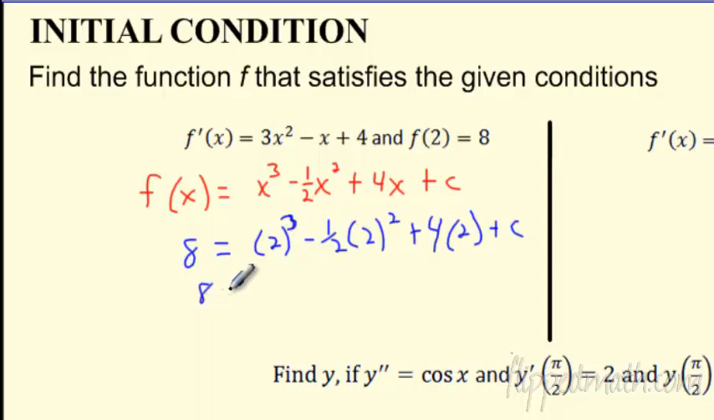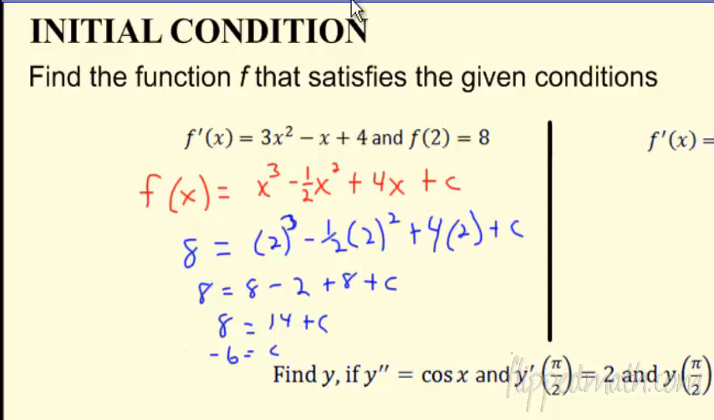Let's find this c. I'm going to say 8 equals 2 cubed, which is 8. 2 times 2 is 4. Half of 4 is 2. Plus that 8, plus that c. What is c going to be here? It looks like 8 minus 2 plus 8 is going to be 14. So c's got to be what? Subtract 14 from both sides. C is negative 6.